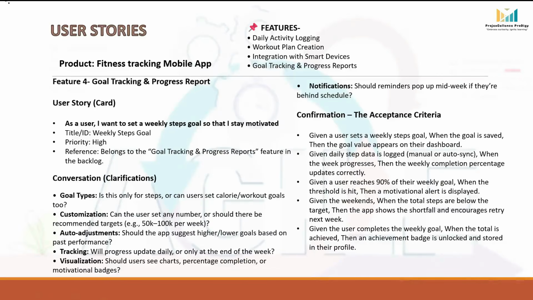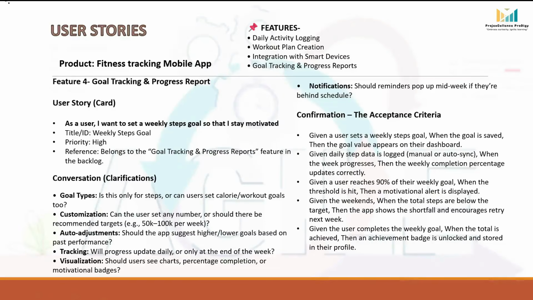Come to the conversation between PO and development team. They will discuss goal types. Should goals be only for steps, or can users also set goals for calories burned and number of workouts? Customization. Will users freely choose any number, or will the app suggest recommended ranges like 50k to 100k steps per week? There will be discussion about auto adjustments. Should the app learn from past performance and suggest easier or more challenging goals over time?